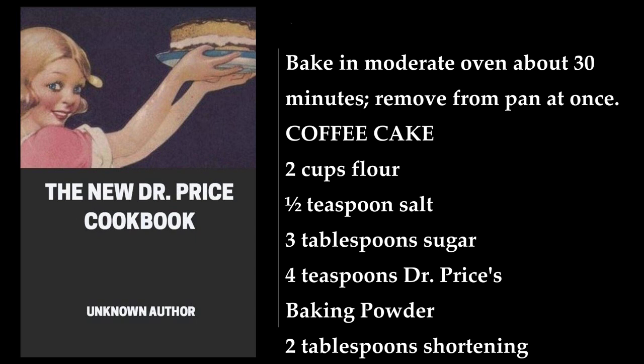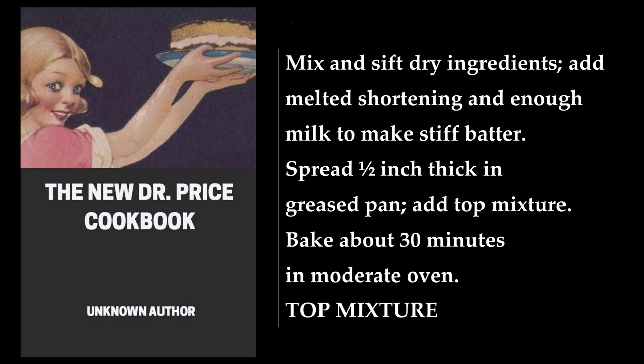Coffee cake. 2 cups flour, 1/2 teaspoon salt, 3 tablespoons sugar, 4 teaspoons Drive Prices baking powder, 2 tablespoons shortening, 1 cup milk. Mix and sift dry ingredients, add melted shortening and enough milk to make stiff batter. Spread 1/2 inch thick in greased pan, add top mixture. Bake about 30 minutes in moderate oven.